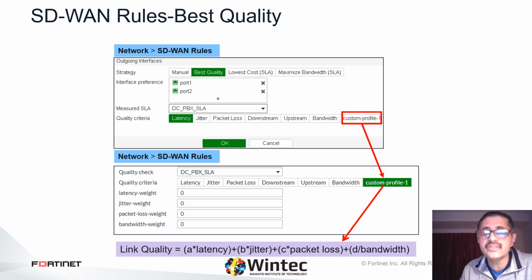The last option, as is mentioned here, custom profile 1, allows you to base the link selection on a combination of its criteria values. The link quality will be determined by the equation. The larger the value, the more weight that criteria will have in the selection. I'll repeat, the larger the value, the more weight that criteria will have in the selection. Leave the weight value at 0 to exclude that criteria from the equation. Now that's mentioned here. Please pay attention to this particular equation from the exam perspective as well.